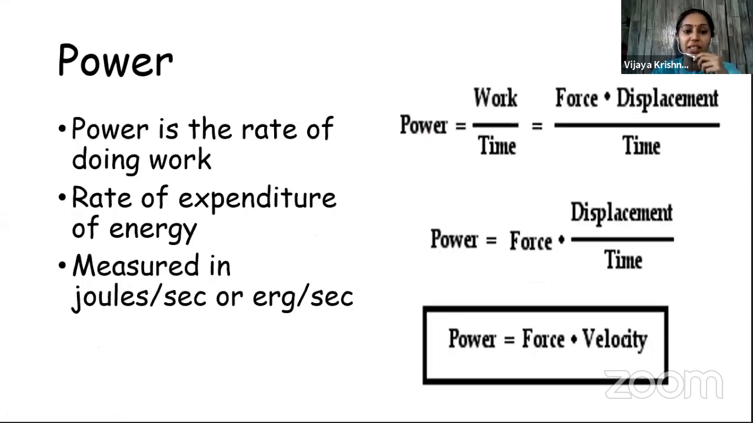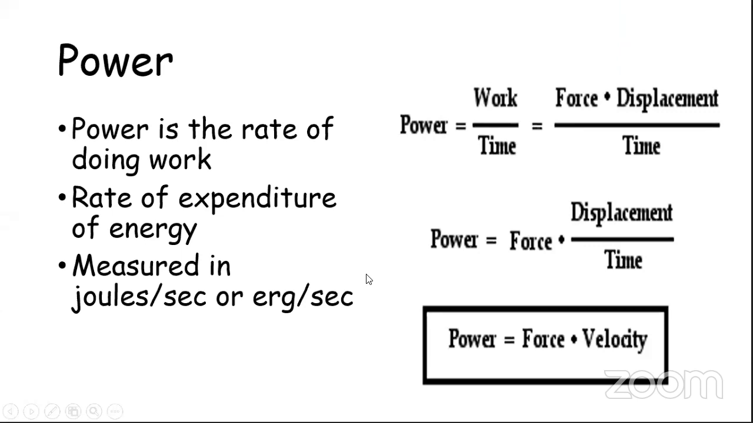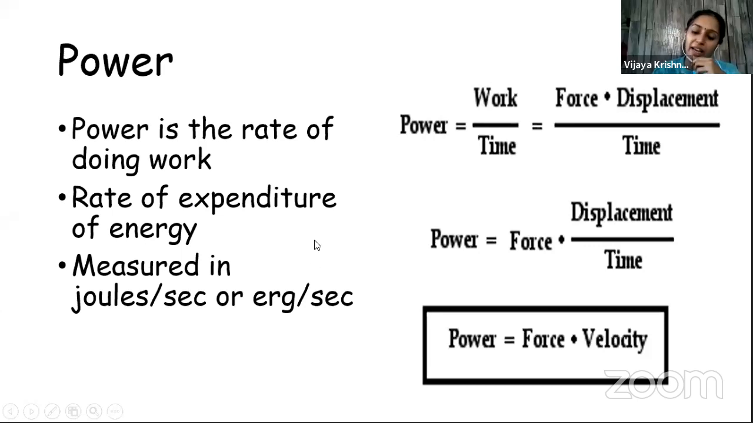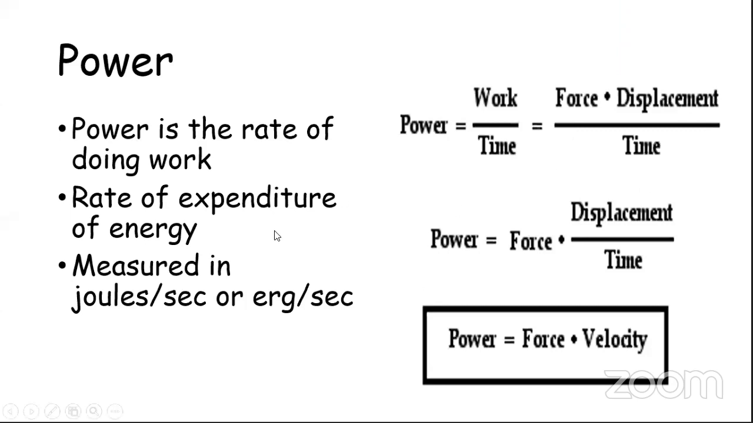Another important concept is power. Power is the rate of doing work. It is also known as the rate at which energy is expended. It is measured in joules per second or ergs per second. As you can see in the calculations here, power is work upon time, or force into displacement upon time, so force into velocity. These are the various ways in which you can calculate power. Power can also mean muscle power. So when you're talking about calculation of muscle power, these formulas are used to calculate them.